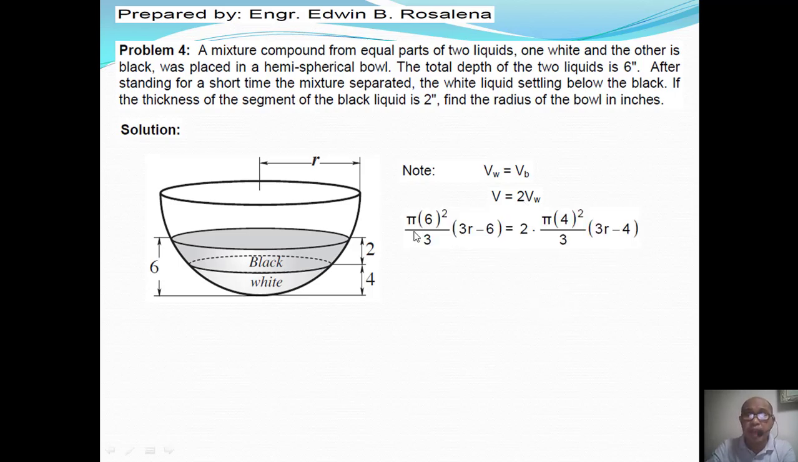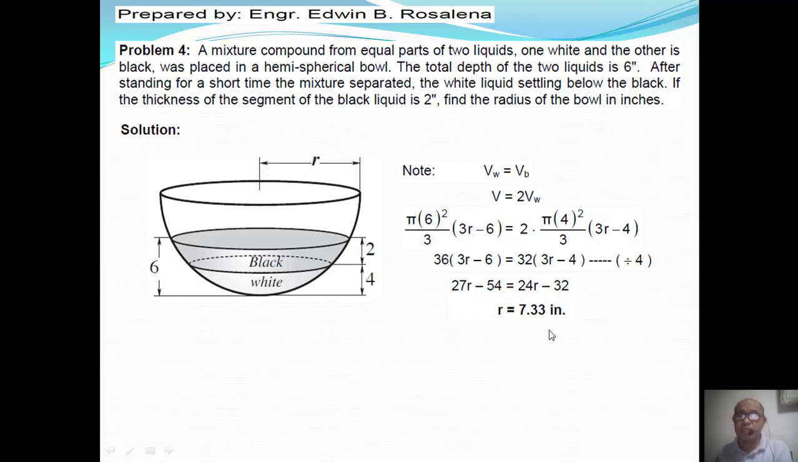So, pi 6 squared over 3 times (3r minus 6). This is the total volume, where r is unknown and h is 6. It is equal to twice the white liquid, which is pi 4 squared over 3 times (3r minus 4). Notice h here is equal to 4. Have you noticed that pi over 3 cancels out and we are left with this equation. We divide by 4, so we have this. Solving for r, this is equal to 7.33. Okay? So that is the spherical segment with one base.